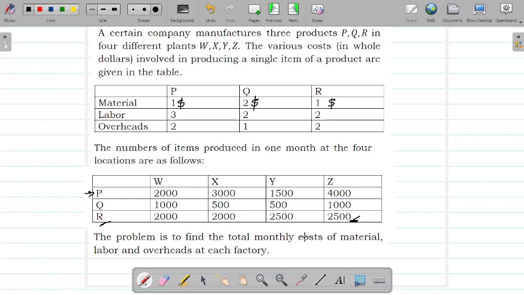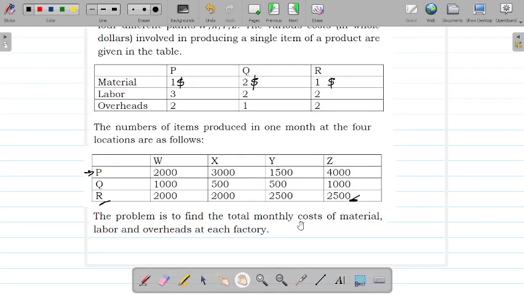Now what is the question? The problem is to find the total monthly costs of material, labor and overheads at each factory. For example, I'd like to know what is the material cost in factory, let's say in factory W.